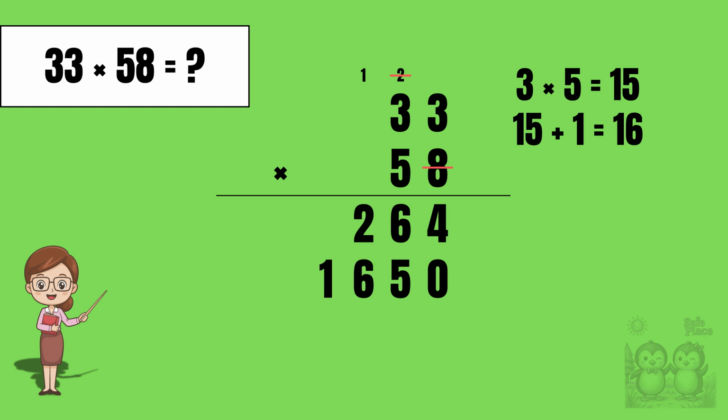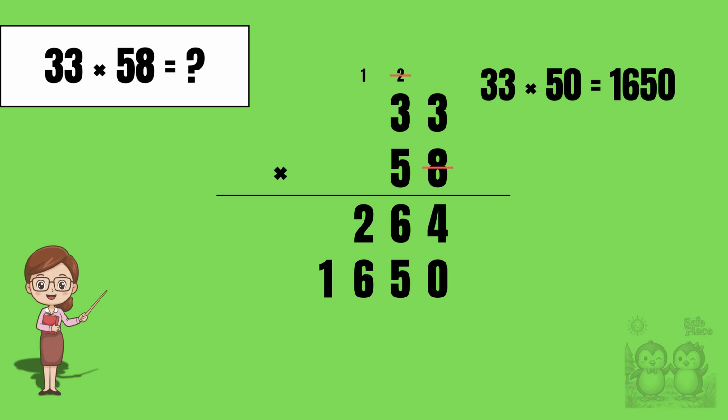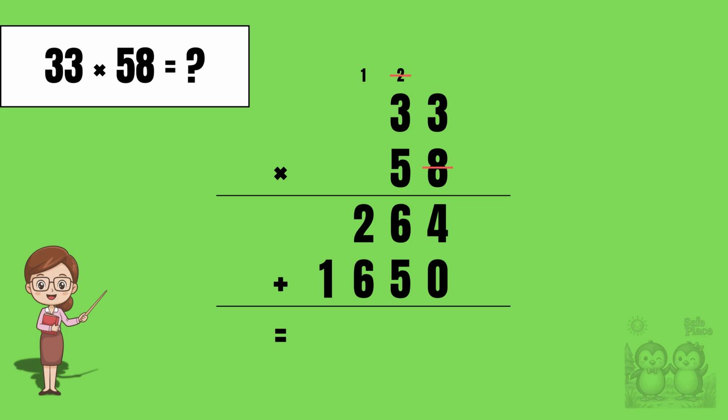Together with the 0 we wrote at the beginning, our second partial product is 50 times 33 equals 1,650. We are done with our second calculation. Now, we only need to add our two partial products, 264 plus 1,650. First, we add the 1's. 4 plus 0 equals 4.